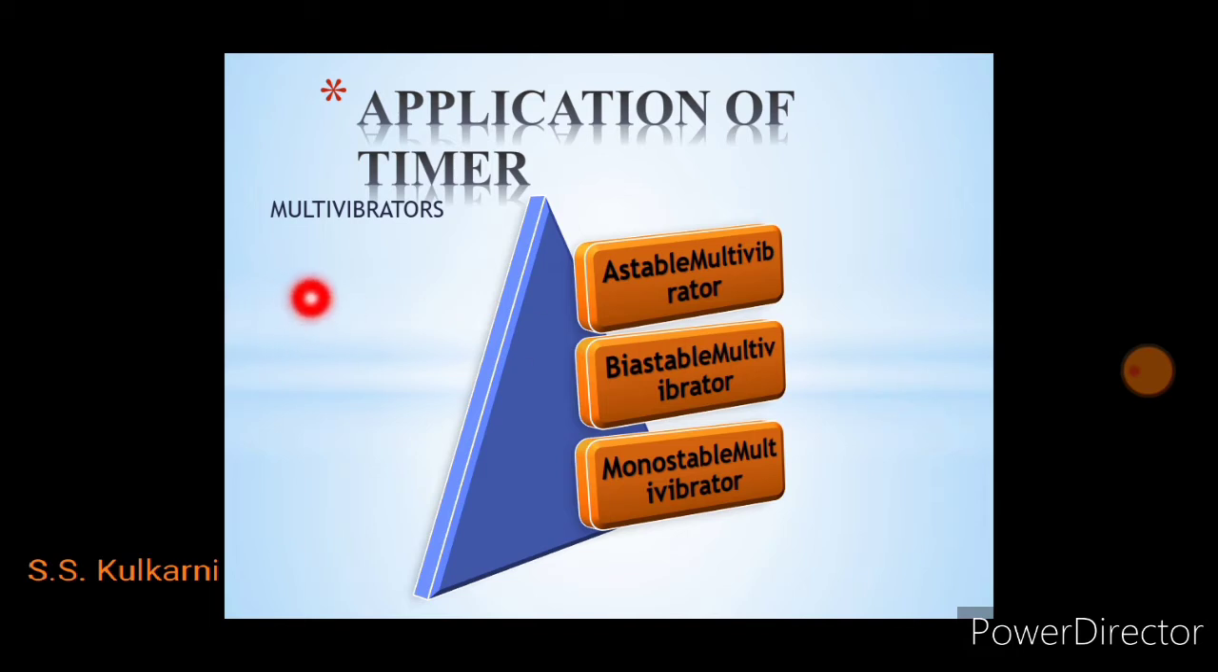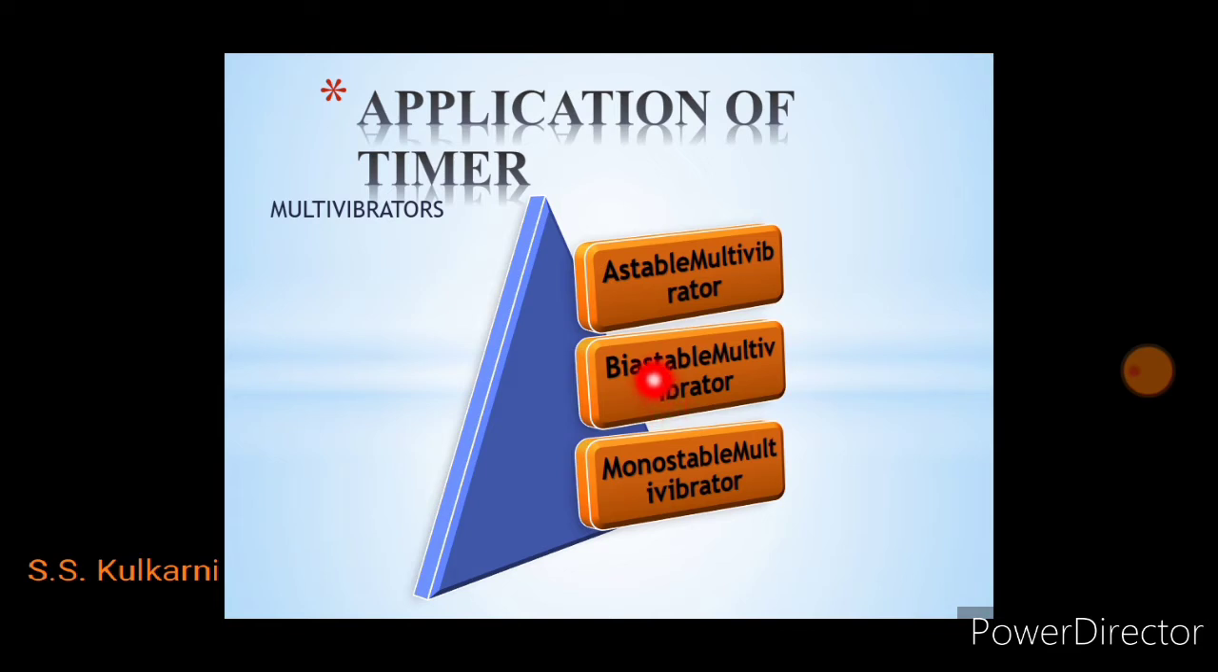So what is meant by a multivibrator? A multivibrator is a circuit which generates a non-sinusoidal waveform. There are three types of multivibrator: astable, bistable and monostable. An astable multivibrator generates an output which doesn't have any stable state. That means its output changes its state from high to low and low to high repeatedly. It is also known as a free running multivibrator.